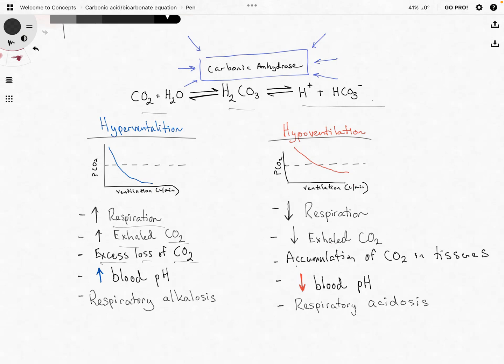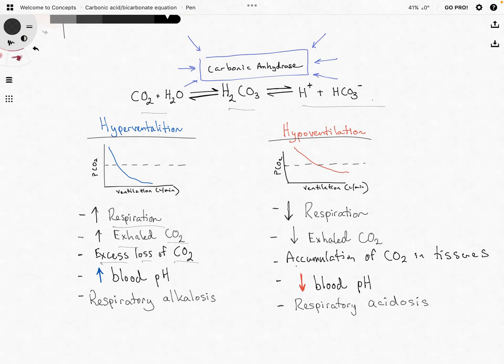So if we think about it, we have partial pressure of carbon dioxide on the y-axis, and we have ventilation on the x-axis here, then we can see a steep drop in the partial pressure of carbon dioxide with increased ventilation over a course of time. And that's not good because we get excessive loss of carbon dioxide, and the consequence of that is we're going to see an increase in blood pH.